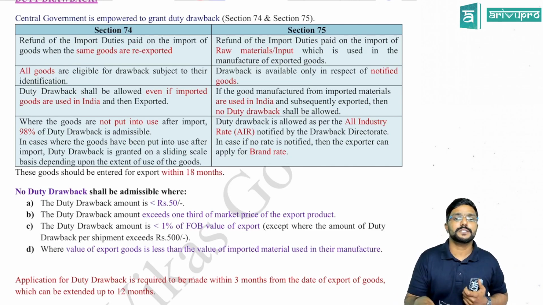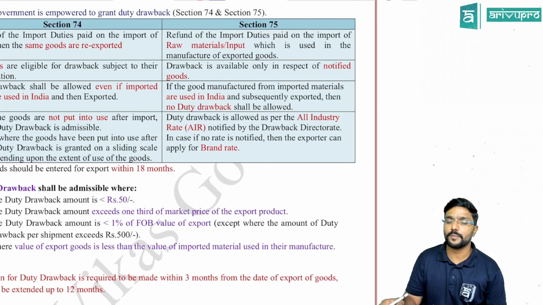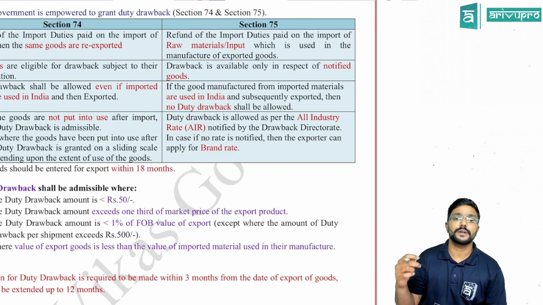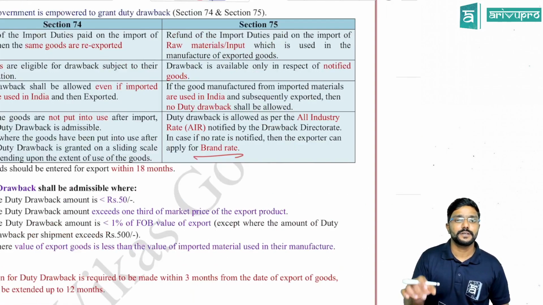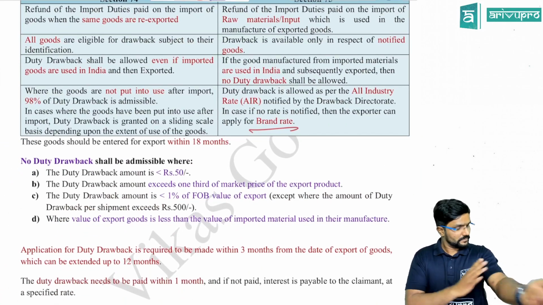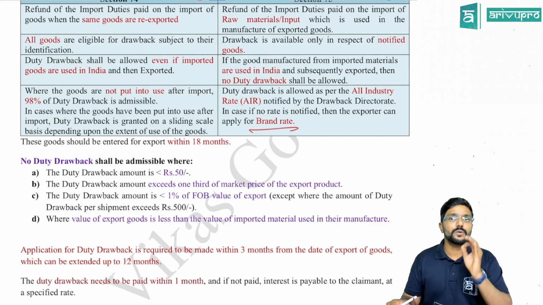Coming to Section 75, duty drawback can be claimed as per the All Industry Rate, which is notified by the Drawback Directorate, or if that is not notified, then I can apply for the Brand Rate. I can claim the duty drawback only if I am exporting the goods within 18 months.